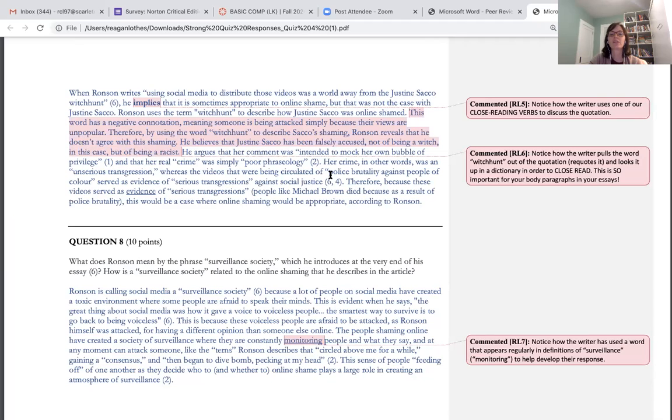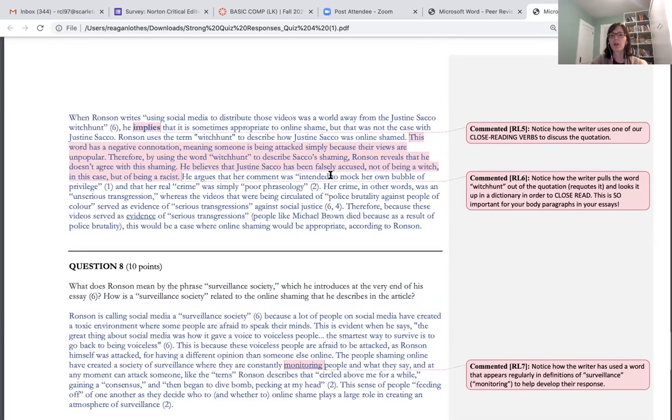So Ronson uses the term witch hunt to describe how Justine Sacco was online shamed. This word has a negative connotation, meaning someone is being attacked simply because their views are unpopular. Therefore, by using the word witch hunt to describe Sacco's shaming, Ronson reveals that he doesn't agree with the shaming. He believes that Justine Sacco has been falsely accused, not of being a witch in this case, but of being a racist.